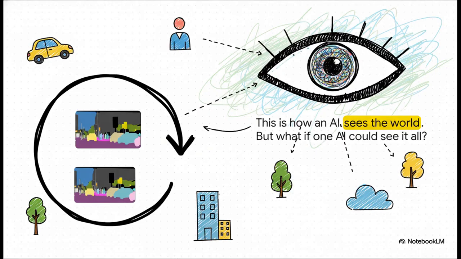All right, take a look at this image. It's a busy street, right? But this isn't how we see it. It's how an AI sees it. See all those colors? Each one is a different object or area that the AI has picked out. This whole process is called image segmentation. And for forever, the big question, the real holy grail in this field, has been, can we build just one smart AI that can understand and segment any image we throw at it for any task?